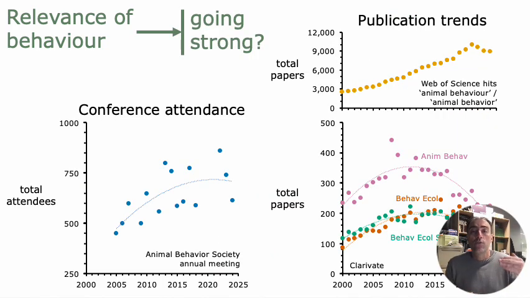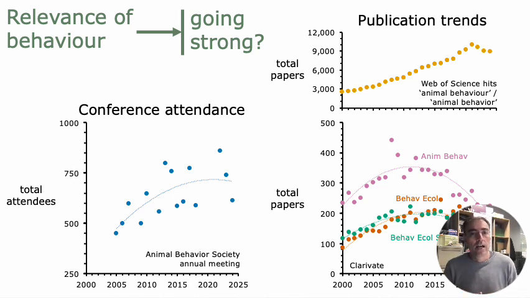If you're interested in ecology, or if you're interested in evolution, or if you're interested in conservation, you really need to be understanding how animals behave. So I was expecting to find lots of data to really support the notion that animal behaviour or behavioural ecology or ethology, whatever you want to call it, is going really, really strong.